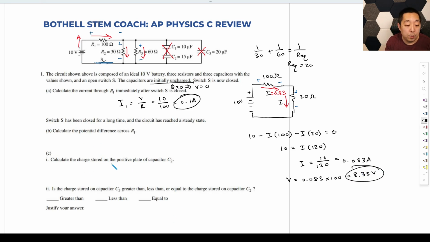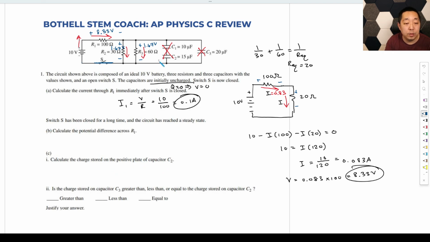Calculate the charge stored in the positive plate of capacitor C2. So at this point, let's go back to our circuit. We know that this is 8.33 volts. Now, because these are in parallel like this and because of our loop rule, these have to add to 10, right? Because we go up 10, we got to drop 8.33. The remaining we got to drop is 1.67 because these two have to add to 10. This is 1.67 volts as well.